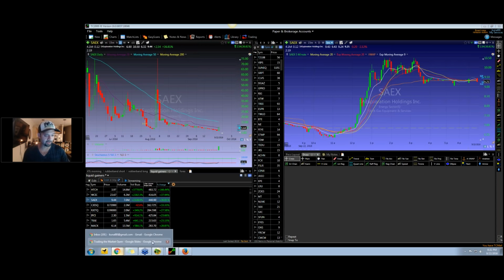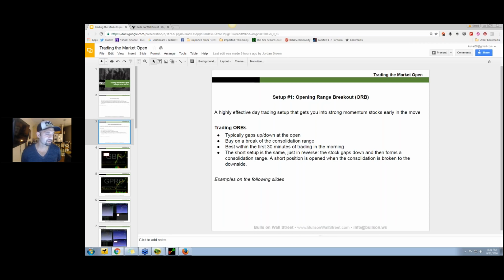Very, very important, guys. Okay, so let's talk about these ORBs, right? An ORB is a stock that will typically gap up or down at the open. Then we're going to be buying on the break of a consolidation range of a minimum of two 5-minute candles, and we can buy the third one. Sometimes the opening range could, frankly, take 30 minutes, but the best ones of these will be right at the open. The short setup is the same, just in inverse.